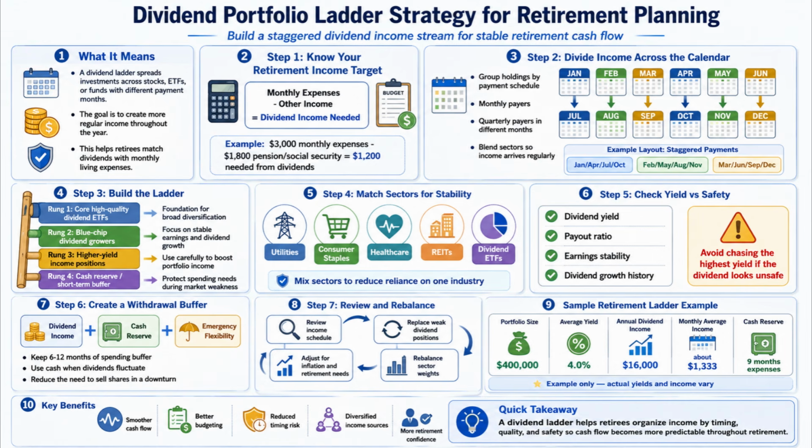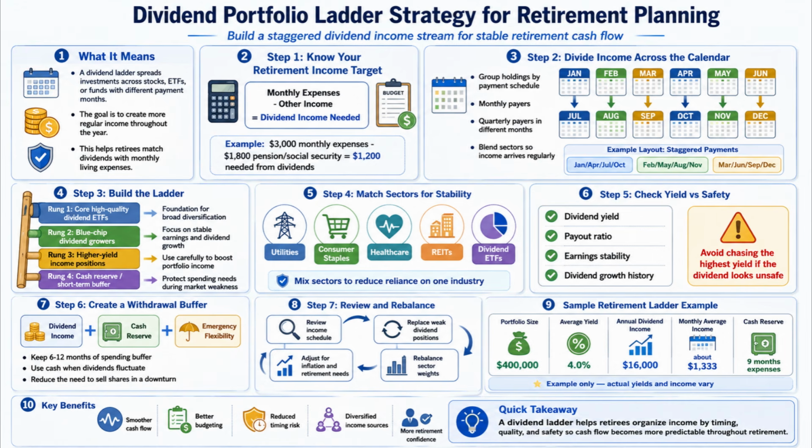Check whether dividend payments are still arriving according to your planned schedule, replace weak or unreliable dividend positions, rebalance sector allocations, and adjust the income target for inflation or changing retirement expenses. For example, a $400,000 portfolio producing an average dividend yield of 4% may generate approximately $16,000 per year, or about $1,333 per month on average. Nevertheless, actual income will vary because dividend payments, market values, taxes, and yields can change over time.